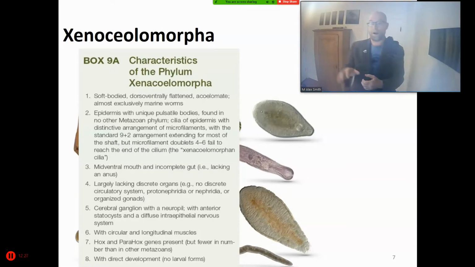This is kind of beyond, but if you're interested in developmental genes like Hox genes, they have them, but they have fewer of them than all of the other metazoans. And if you know anything about Hox genes, that's kind of amazing because they are deep things embedded across millions and millions of years of time, shared across multiple disparate, very distantly related organisms. And no larval forms.